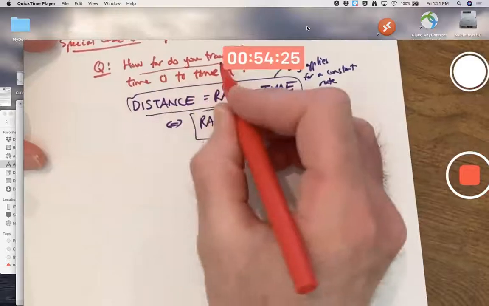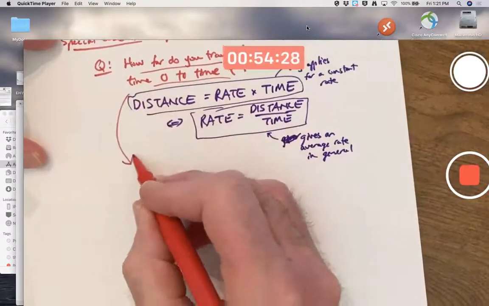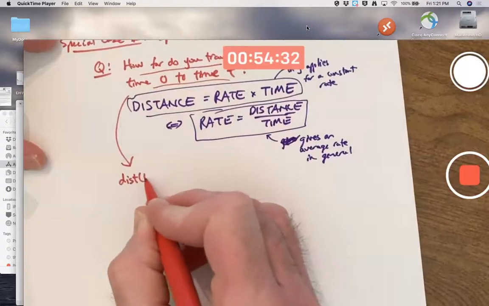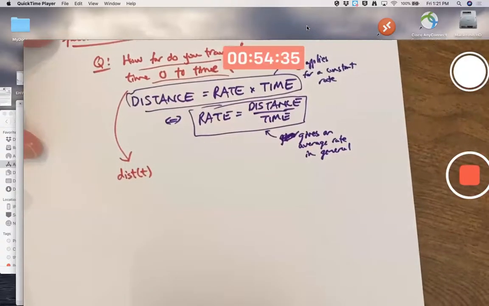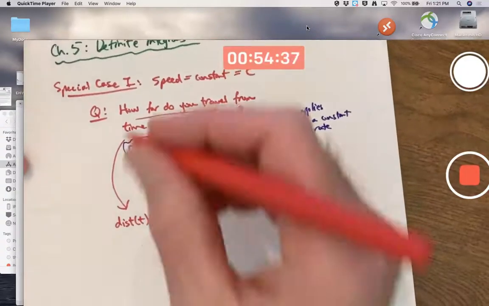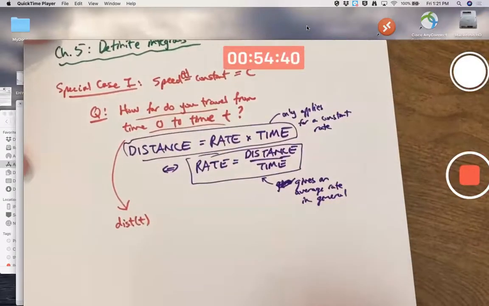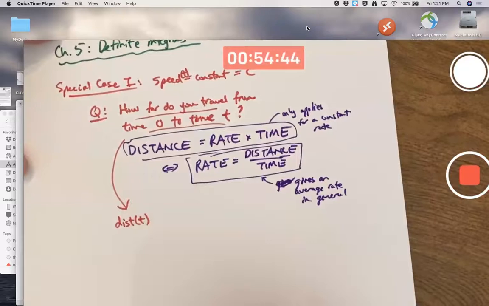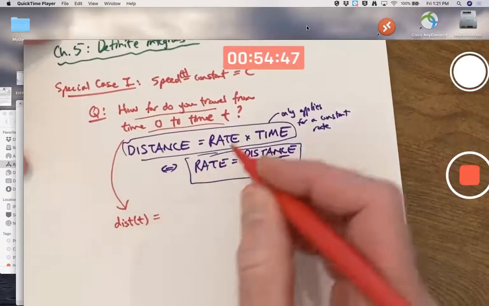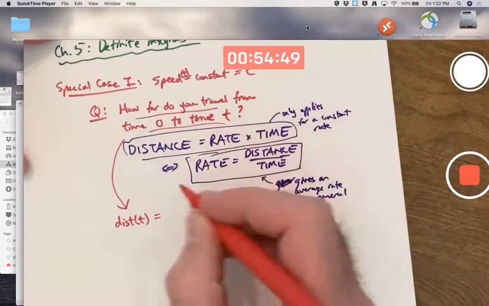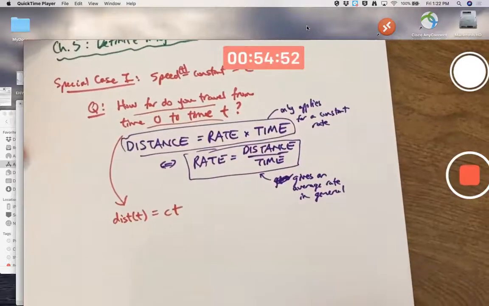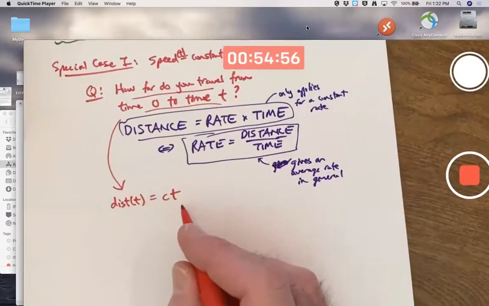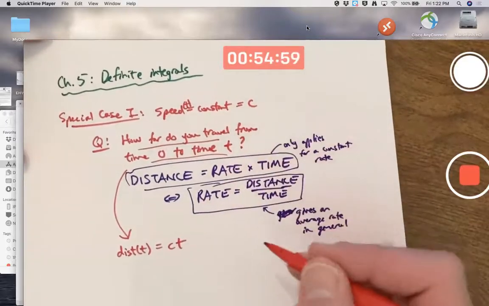How far do you travel from time 0 to time t? Call that, how about call it dist of t? We've got a speed of t, speed of t for the speed as a function of time. How about a dist of t for the distance as a function of time? Well, just do rate times time. C times t. Done. That's the distance function. Distance equals rate times time. C is the rate, t is the time.